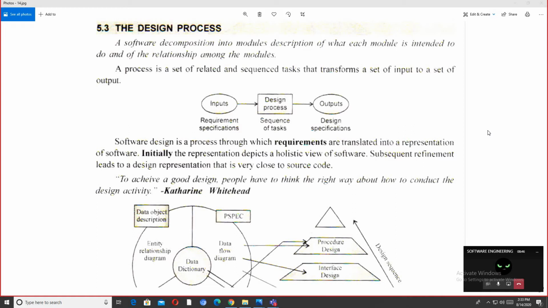It says the inputs, design process, and outputs. So inputs came from requirement specifications, and the design process is actually a sequence of tasks which are going to be performed by the software, and the outputs are design specifications. This is the design process we are talking about. It's not about the complete software. It is rather about the design process. Now, the design process takes inputs from requirement specifications, and a certain sequence of tasks is performed. And after that, in the outputs we get the design specifications.